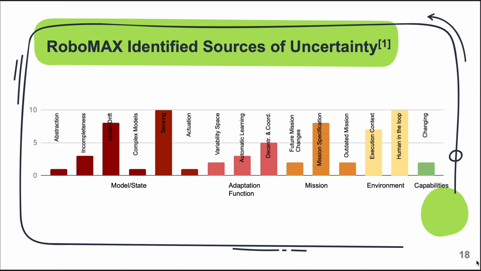Adaptation function uncertainty, pink bars, is majorly due to decentralization and coordination, which is caused by decision making of robots in teams or swarms. In terms of mission uncertainty, the most observed source was lack of determinism and clarity in the mission specifications. Human in the loop was the most environmental cause of uncertainty. And finally, changing capabilities was the only capability-related source of uncertainty, as opposed to new or defined capabilities.